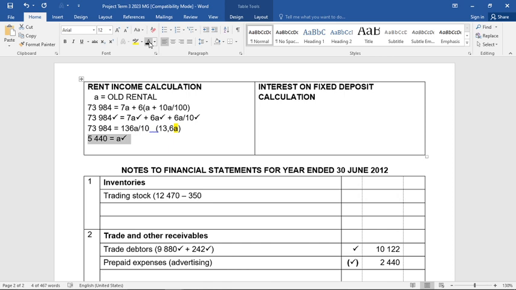However, the adjustment is not for an old month's rent, it's for the new month's rent. So if we now grow A, 5440, by 10%, we get the amount of 5984. That is 1 month at the new rate. And remember, because we have already received rental for July, this is the figure that we need to adjust by.